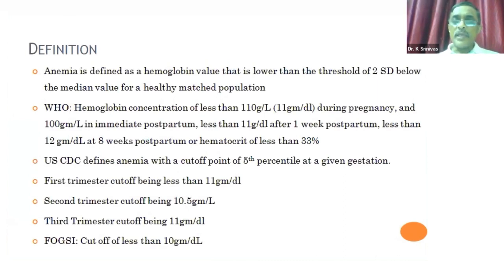The simple definition would be, remember, in the first trimester and third trimester, 11 grams per deciliter is taken as the normal hemoglobin level. Anything below this is taken as anemia. In the second trimester, because you have a concept called physiological anemia of pregnancy, which I'm going to elaborate on a little later, we have a threshold of 10.5 grams per deciliter as the cutoff to define anemia in pregnancy. The Federation of Gynecological Societies of India, FOGSI, takes a cutoff of 10 grams.